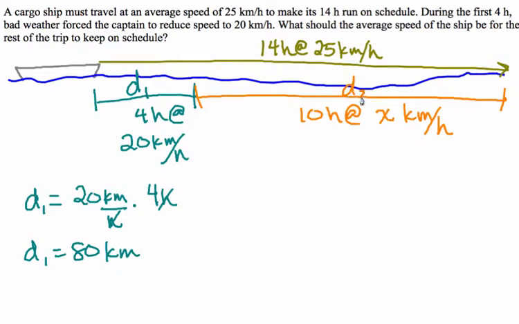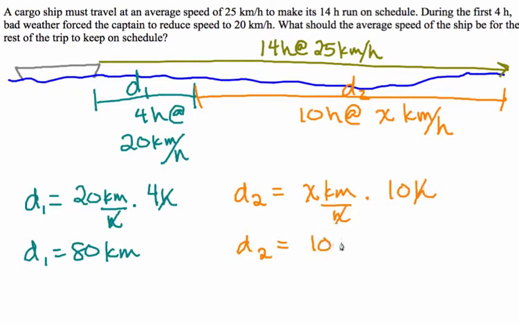Our unknown distance here, d2, they're going to go x kilometers per hour, and they're going to go for 10 hours. So I'm going to cross out the hours there. Distance 2 is going to be 10x kilometers. That's how far they need to travel, and x will be the unknown speed that they need to travel at.